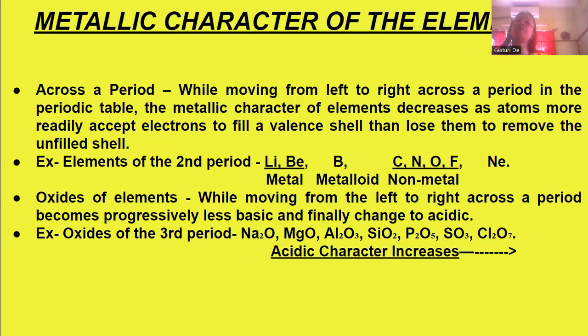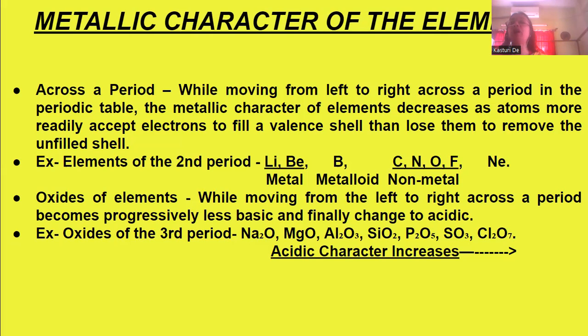For example, see elements of the second period: lithium, beryllium, they are metals. Boron is a metalloid. And then carbon, nitrogen, oxygen, fluorine, these are non-metals. Neon is an inert gas. So the metal gradually becomes non-metal. From metal to metalloid, then non-metal, and then gas. Then oxides of elements, while moving from left to right across the period, become progressively less basic, finally changing to acidic.